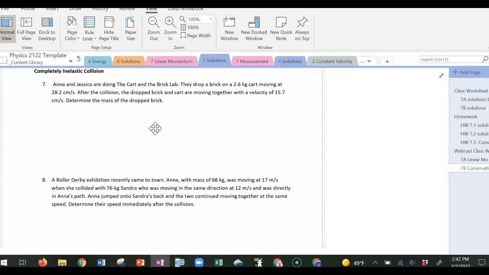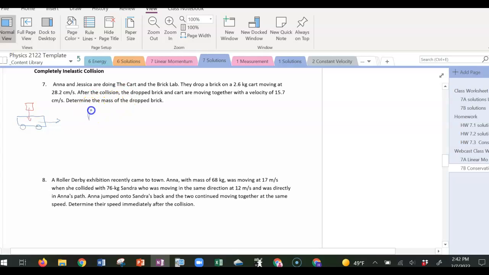So let's look at this first example. We have Anna and Jessica doing the cart and brick lab. That means that there's a cart that is moving horizontally, and they're going to drop a brick into that cart. So once the brick falls in, the brick and the cart move together to the right. So that's why it's a completely inelastic collision. The two masses are combined at the end.